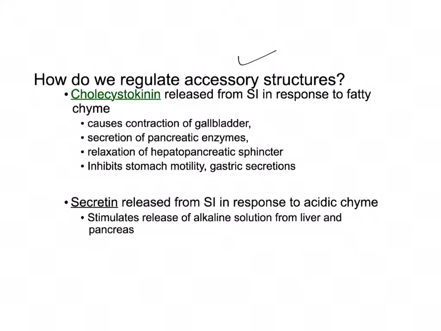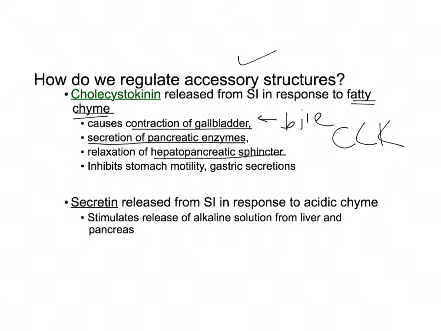Now, how do we regulate accessory structures? Cholecystokinin, which you remember as CCK, comes from the small intestine whenever fatty chyme hits it. That causes the gallbladder to contract, so we'll release bile. It causes the pancreas to secrete its enzymes. It tells the hepatopancreatic sphincter to relax. Then it slows down the stomach and its secretions.